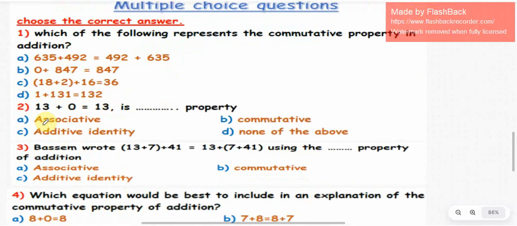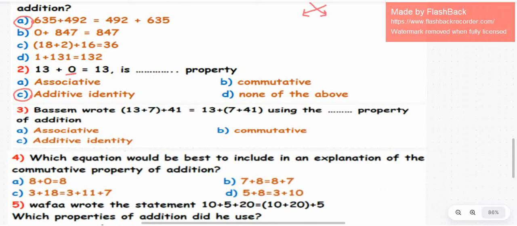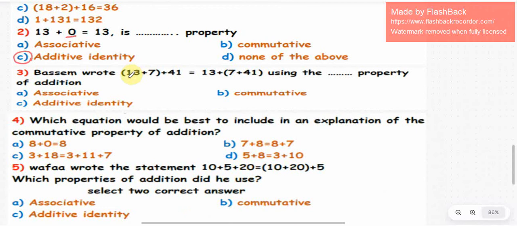Choose the correct answer. Number 1. Which of the following represents the commutative property? Commutative means what? Switching numbers. Okay, which one is the switch? Yes, number 1, letter A. Okay. Number 2. 13 plus 0 equals 13. So when I have 0, this means additive identity. Number 3. Basim wrote 13 plus 7 plus 41 equals 13 plus 7 plus 41. Using which property? When I have brackets, it's called the associative property.